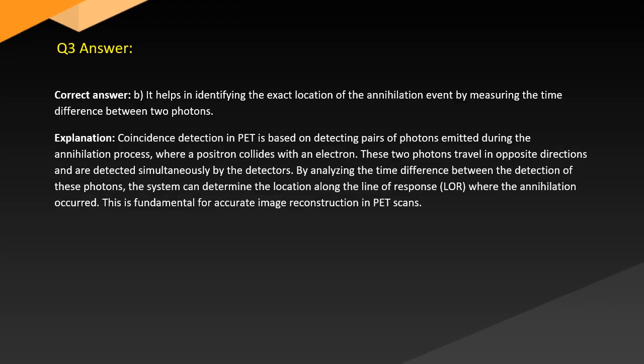Answer. Correct answer B. It helps in identifying the exact location of the annihilation event by measuring the time difference between two photons. Explanation. Coincidence detection in PET is based on detecting pairs of photons emitted during the annihilation process, where a positron collides with an electron. These two photons travel in opposite directions and are detected simultaneously by the detectors. By analyzing the time difference between these photons, the system can determine the location along the line of response where the annihilation occurred. This is fundamental for accurate image reconstruction in PET scans.